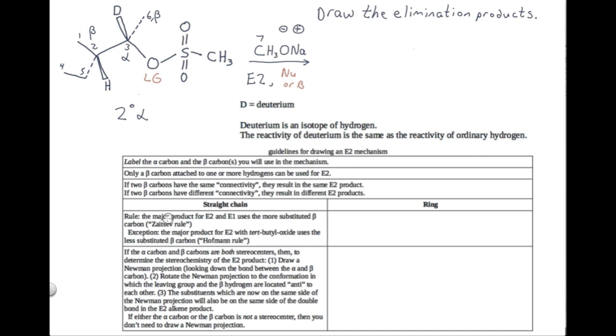Now, we have a rule for figuring out the major product, but notice that that rule is not useful to us here because this problem didn't ask us for the major product. It just said, draw the elimination products. So I'm going to draw both the major and the minor product in this case. So there's no need to figure out which of these is the more substituted and which is the less substituted beta carbon. This rule is not relevant for this problem because we're not going to try to identify the major product. We're just going to draw both the elimination products.